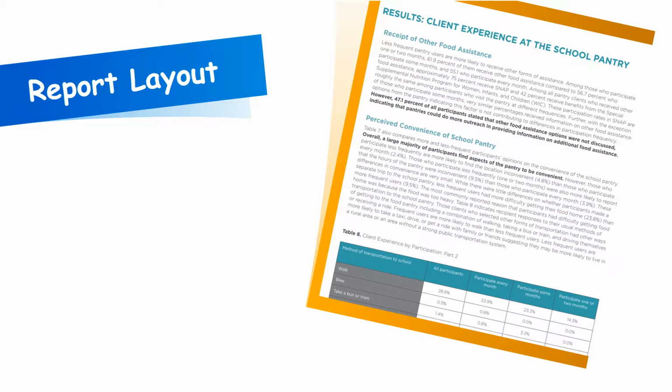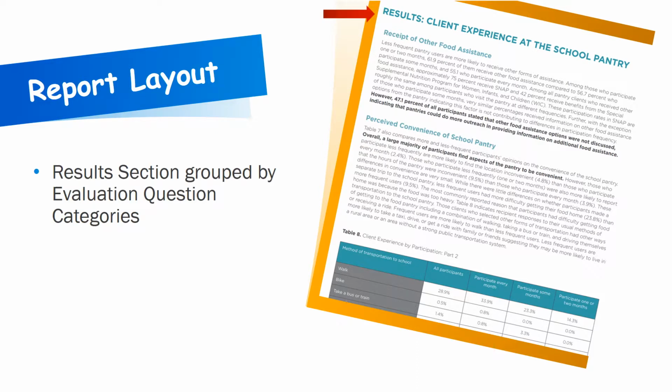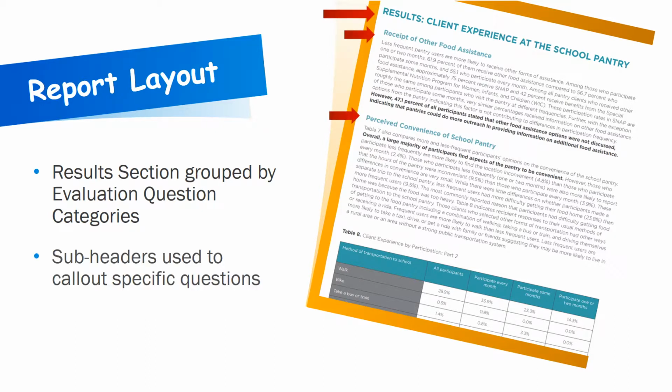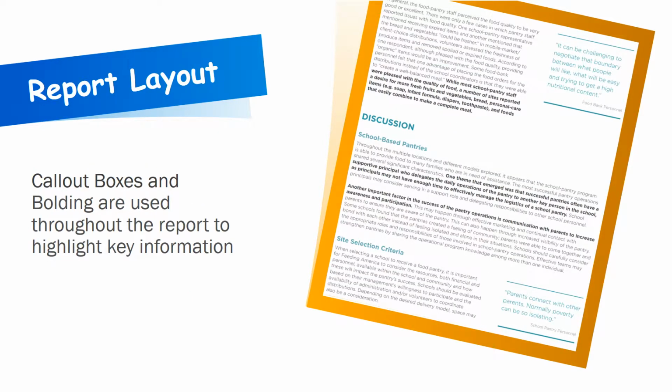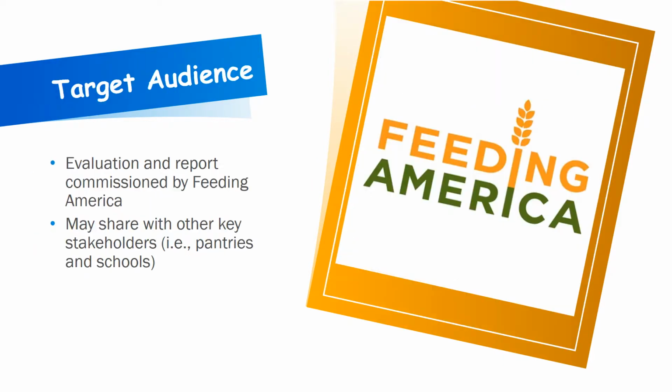When reading through the report, we can see that the results section is broken out by evaluation question categories, and subheaders within each section are used to call out individual evaluation questions or other relevant information. This maintains flow and structure for the report and keeps the focus on the evaluation questions. Additionally, call-out boxes and bolded type are used to place emphasis on key information throughout the report.